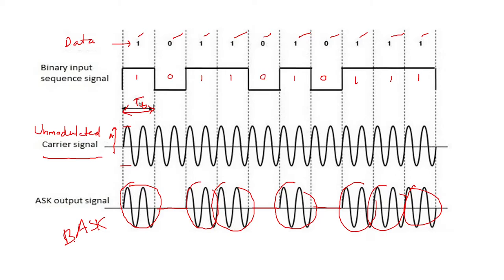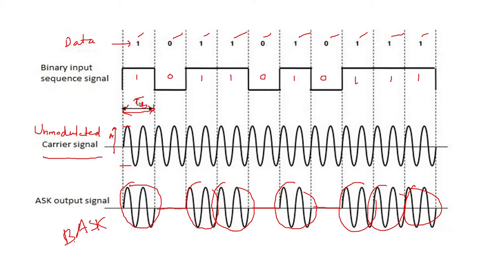So in that you have to give the definition of BASK, saying that it involves switching or keying the amplitude of a sinusoidal carrier between two values, off and on, in accordance with the incoming binary data while keeping the frequency and phase constant. This is also called on-off keying. So this is the definition you have to give, and this waveform you should be able to draw.